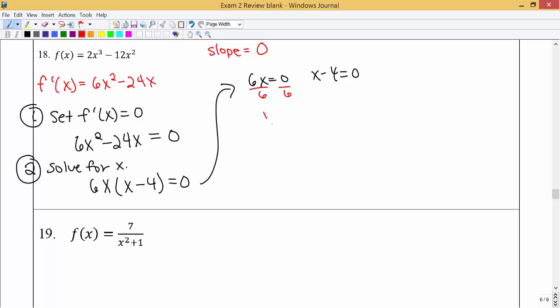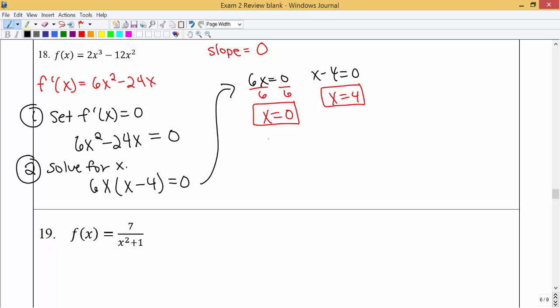Here I'm going to divide both sides by 6, and 0 divided by any number is 0. And then I'm going to add 4 to both sides, and I get x equals 4.